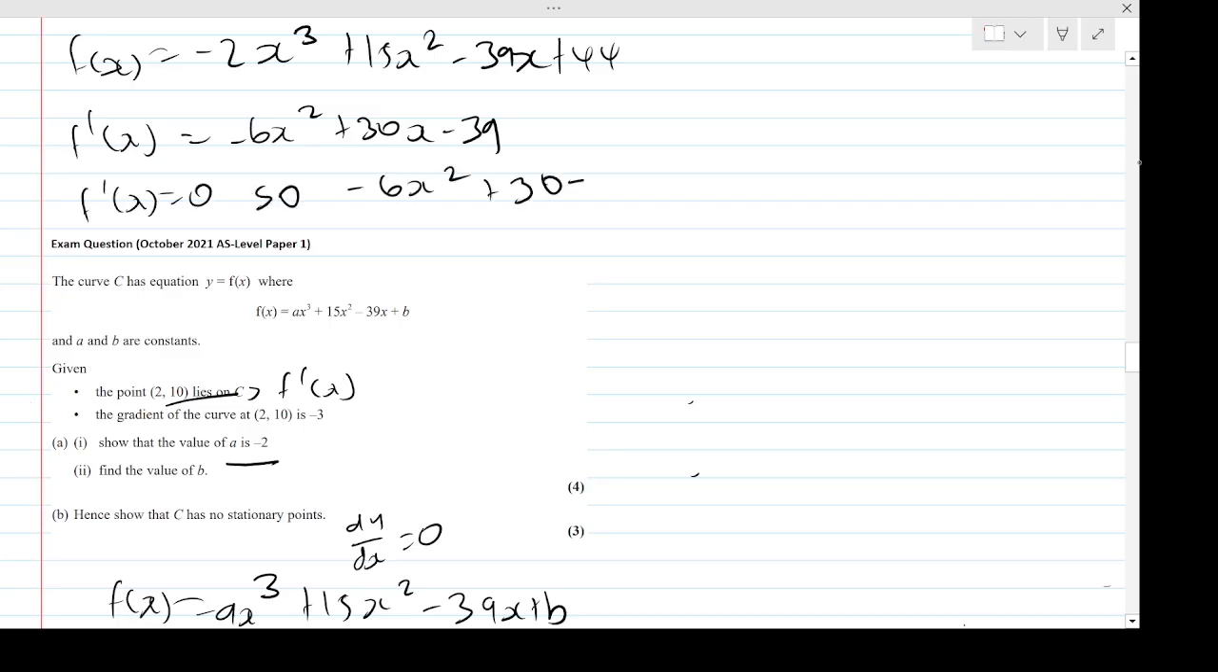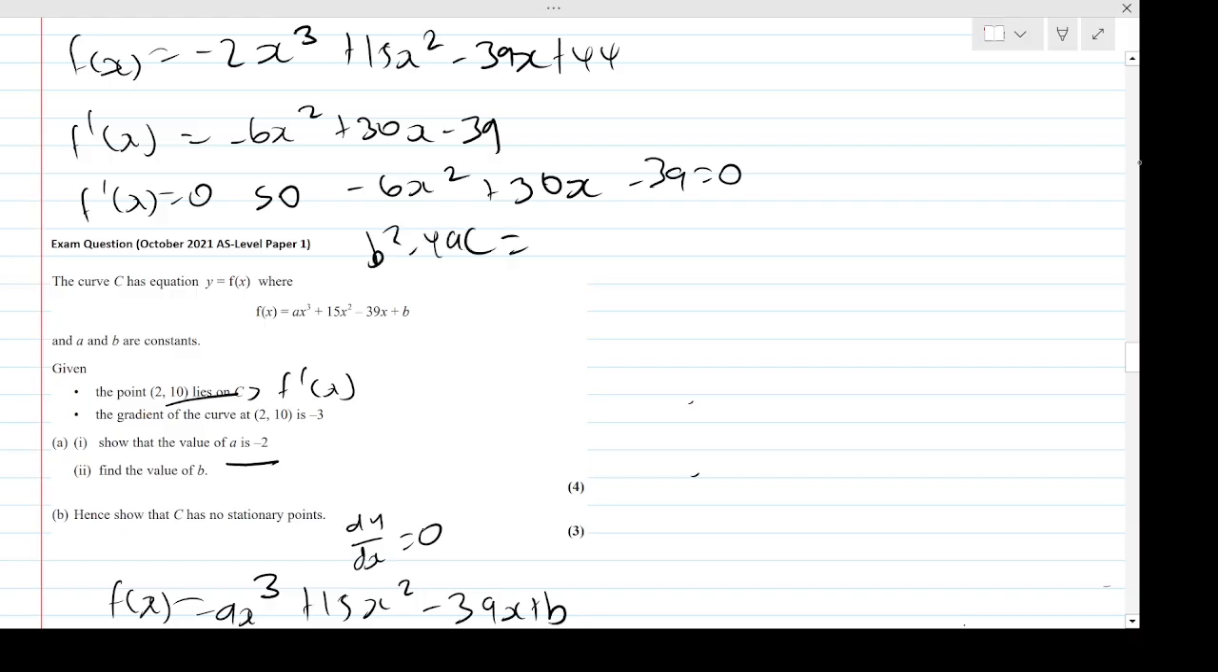And hopefully you recognise we're going to get a quadratic equation right here. How do we check? If there's no stationary points, that has to mean there are no solutions to this. How can we check if a quadratic has any solutions or not? The discriminant, right? Let's consider b squared minus 4ac.